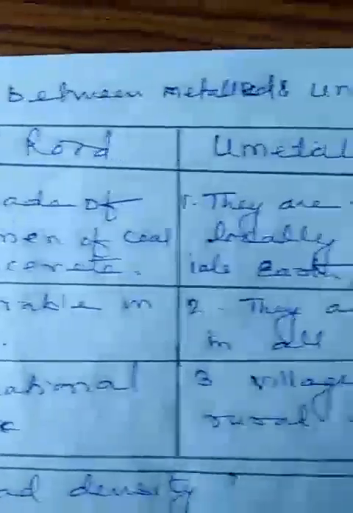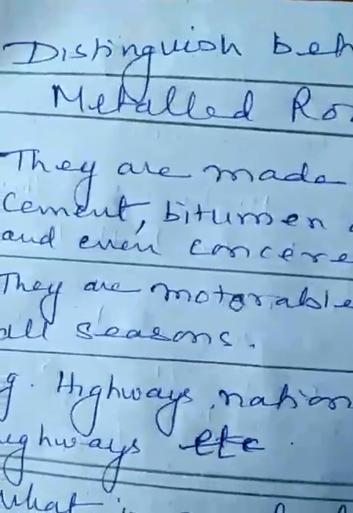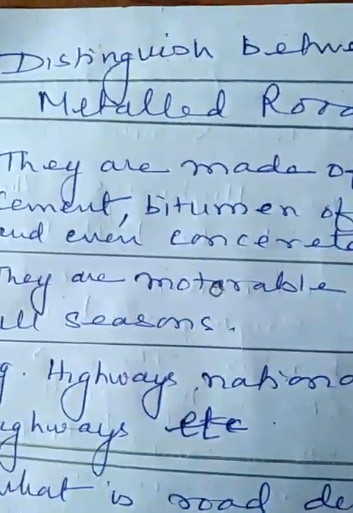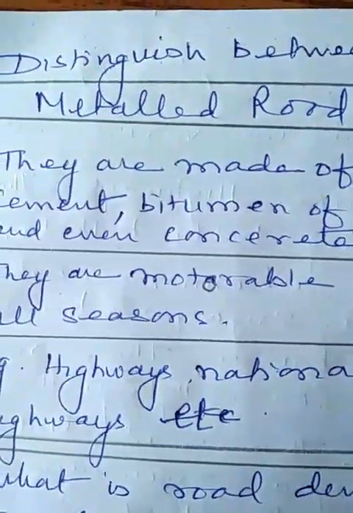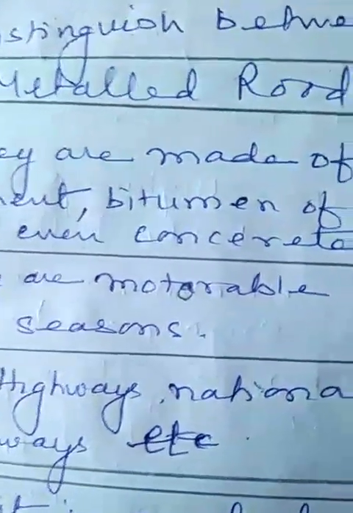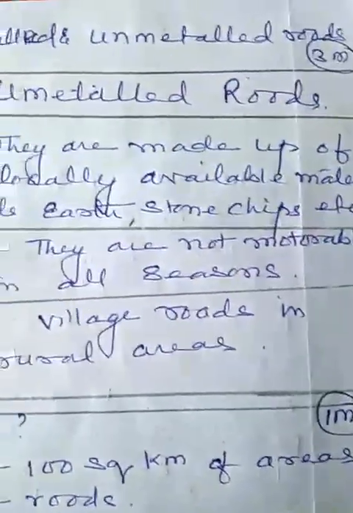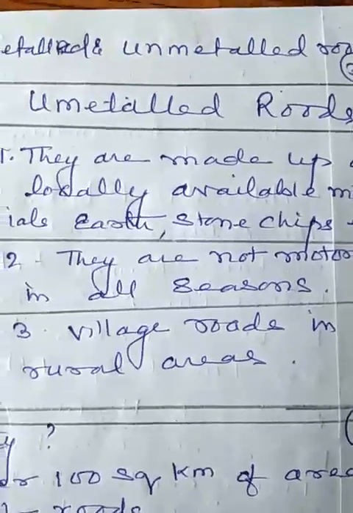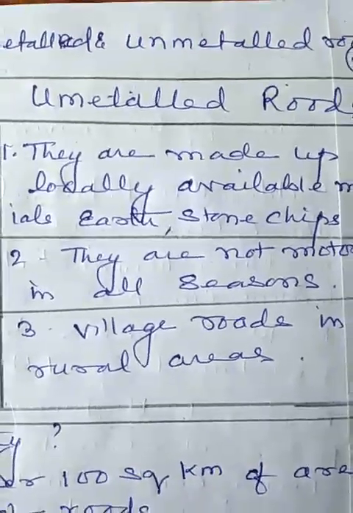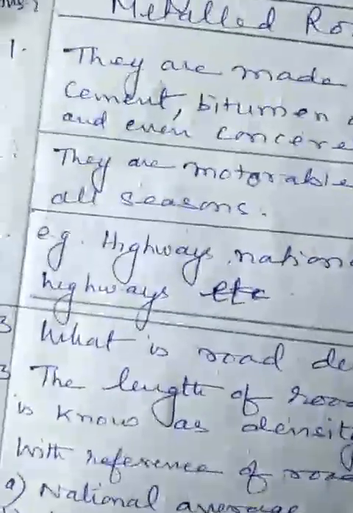Now distinguish between metalled and unmetalled road. Metalled roads are made up of cement, bitumen and concrete. Unmetalled roads are made up of locally available material like earth or soil, stone chips, brick chips, brick pieces, etc.